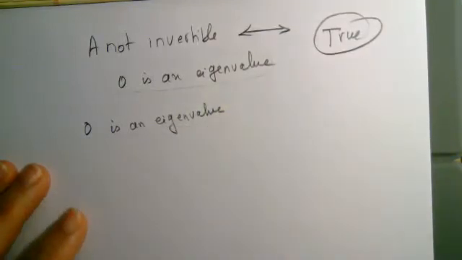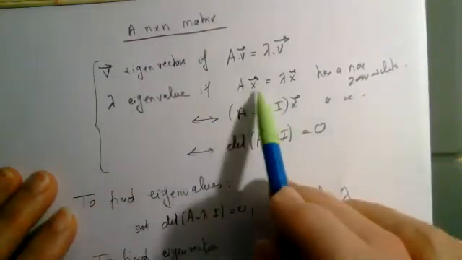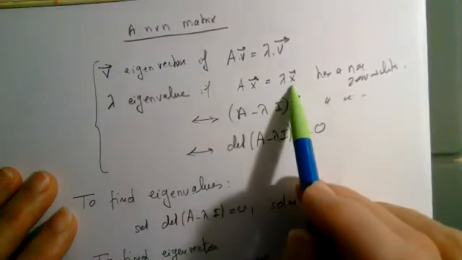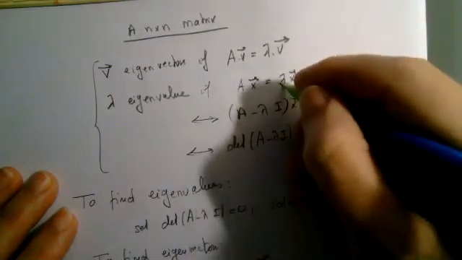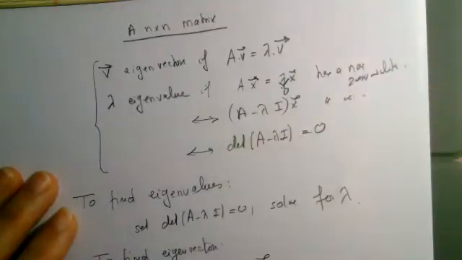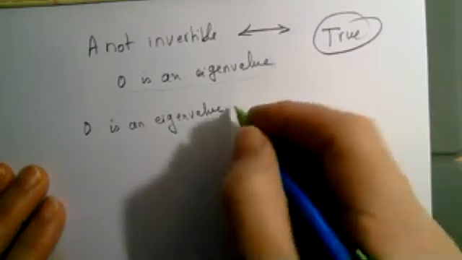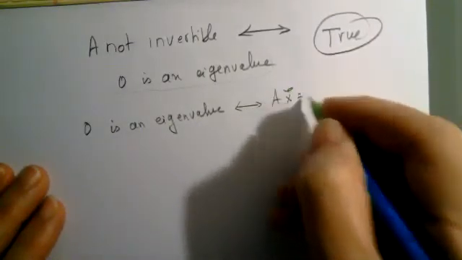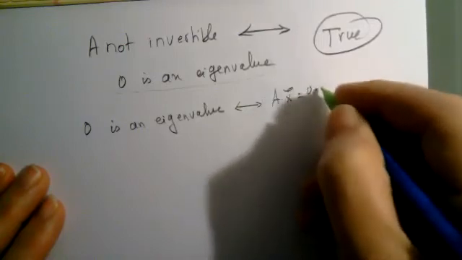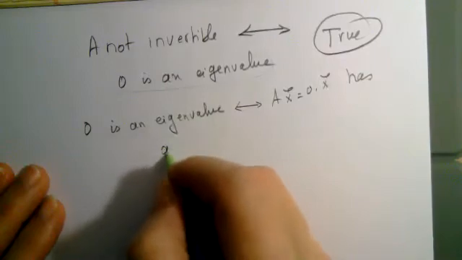So 0 is an eigenvalue means what? Let's go back to the definition of the eigenvalue. Lambda is an eigenvalue. It means AX equals lambda X has a non-zero solution. Now my lambda here is 0. So 0 is an eigenvalue. This means that AX equals 0 times X has a non-zero solution.